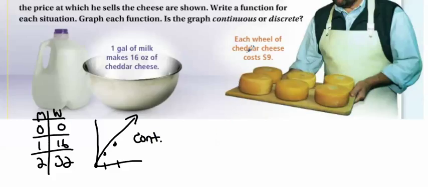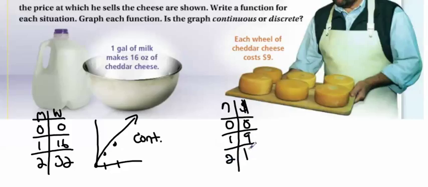Let's look at this one. We're talking about each wheel of cheddar cheese costs $9. So I guess what I'm going to say is the number of wheels sold. So I'm going to call that N, number sold. And I make another table, and I'll put money right here for cost. If I make none of those, then I have no cost. If I make one, it is $9. If I make 2 wheels of cheese, it's $18.